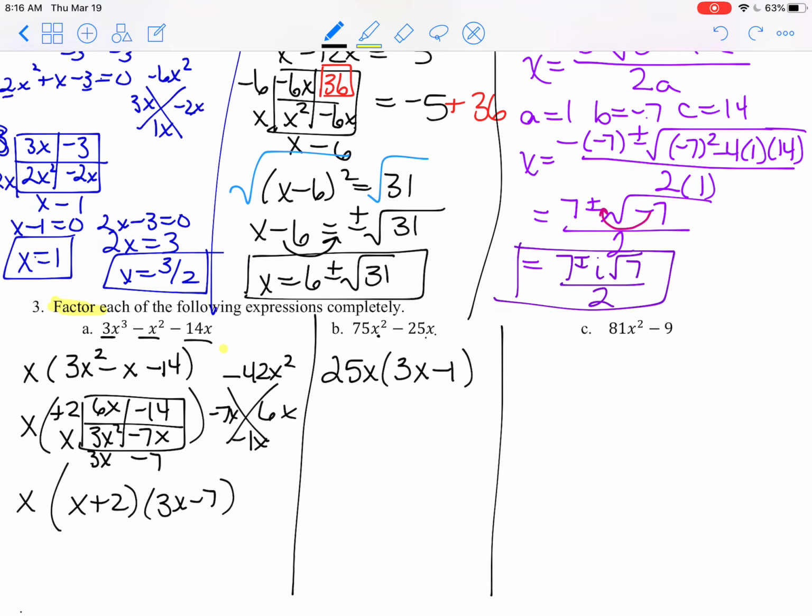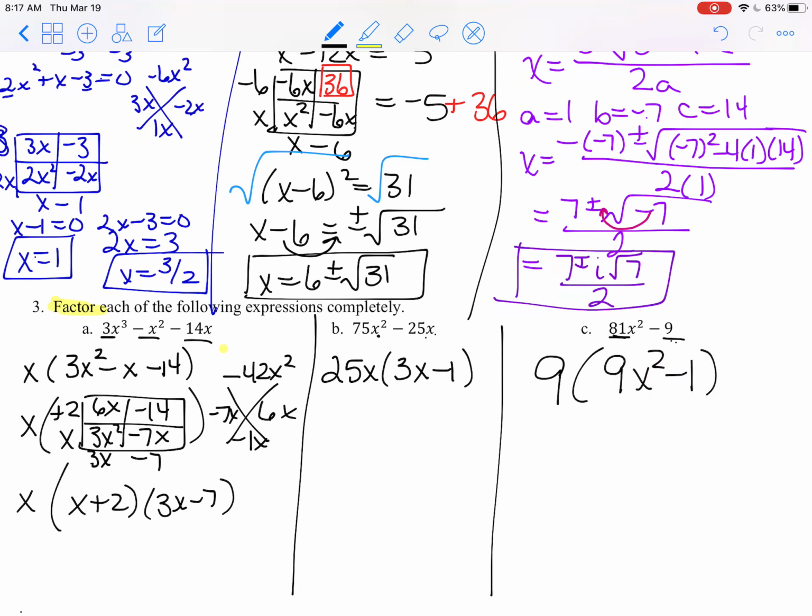Okay, this last one, I'm going to show you guys a new way to do it. The way I showed you in class, there's more than one way to do everything. So, first of all, look for a GCF. There's no x on the 9, so I can't take out an x. But 9 does go into 81, so I'm going to pull out that 9. And that's leaving me with 9x squared minus 1.